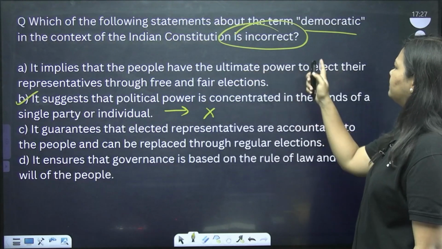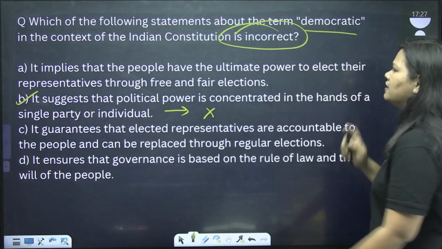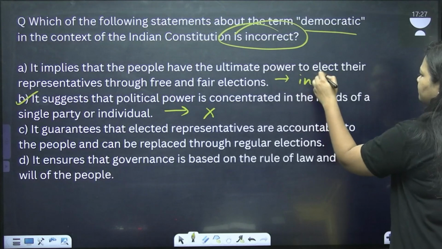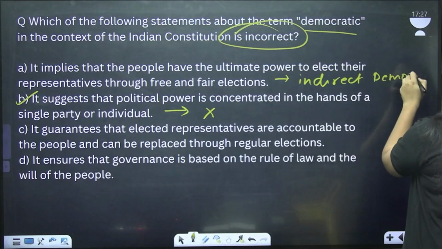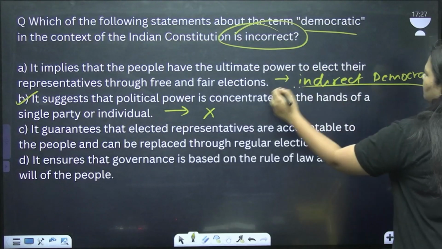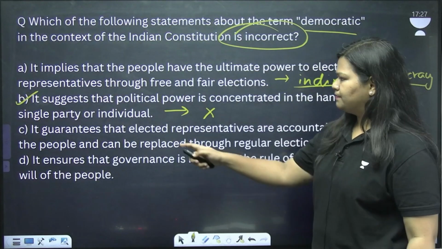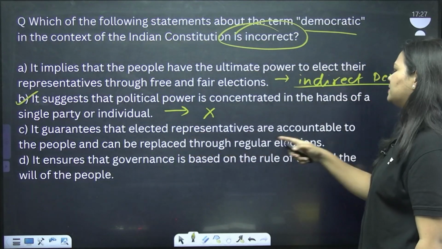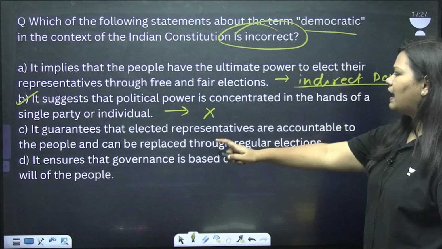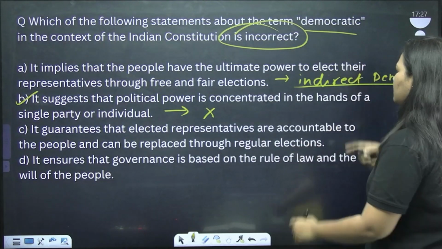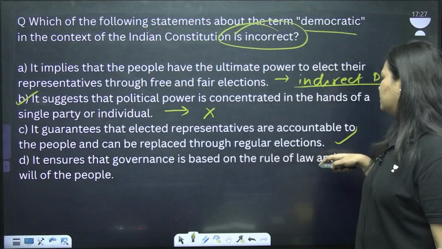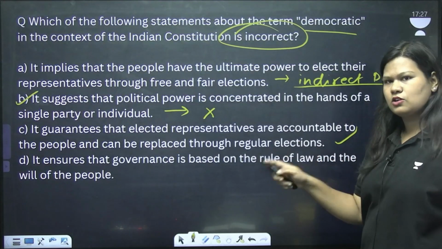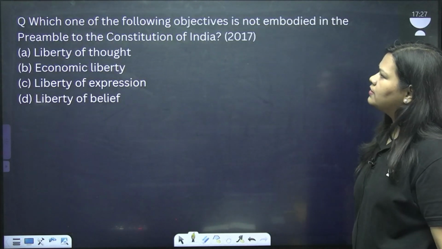It implies that people have the ultimate power to elect their representatives. Yes, we have indirect democracy, because of which we select our representatives. It guarantees that elected representatives are accountable to the people and can be replaced through regular elections. These two options are pretty similar ones. It ensures that governance is based on the rule of law and will of the people. This is also correct. Moving forward to the next question.